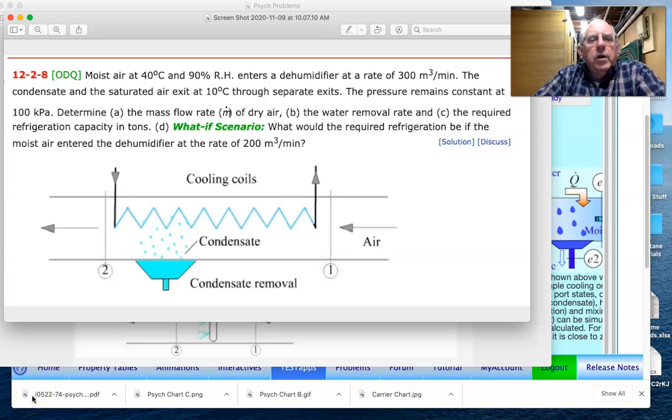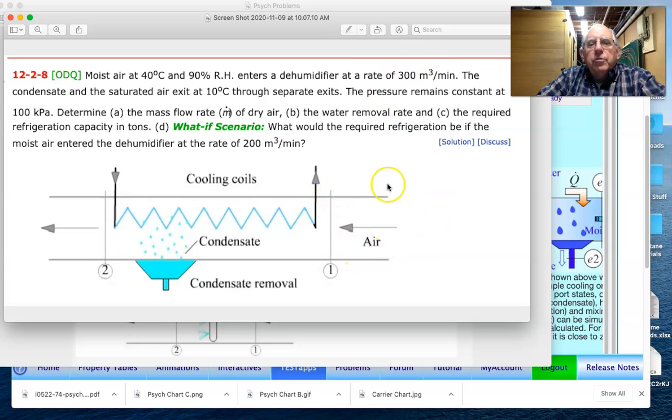In this video, I want to do a dehumidification problem. This is very similar to what happens in air conditioning systems. I'll explain the slight difference, but this is a dehumidifier, and what happens is we have moist air coming in at a relatively high temperature and high relative humidity.